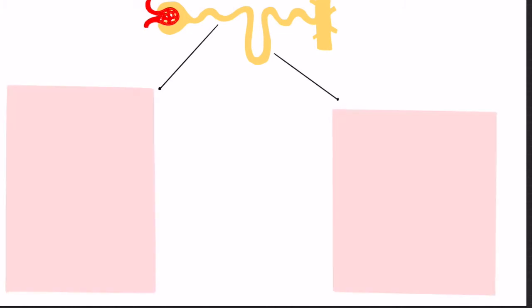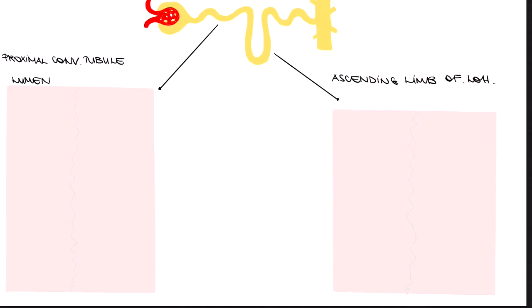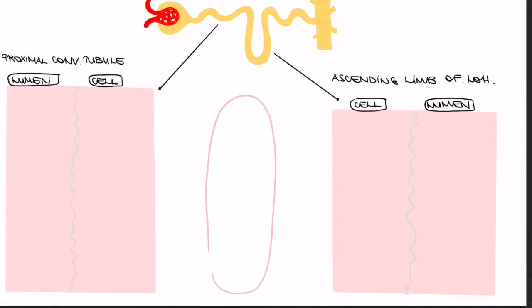So let us now focus on each section of the nephron and look into it in a little bit more detail. Firstly, focusing on reabsorption. Let's look at what happens in the proximal convoluted tubule and the ascending limb of the loop of Henle. The lumen here refers to the tubule of the nephron, so inside the nephron tube. And the cells here refer to the cells which line the tube of the nephron. And here is the vasa recta, which is a circulation.